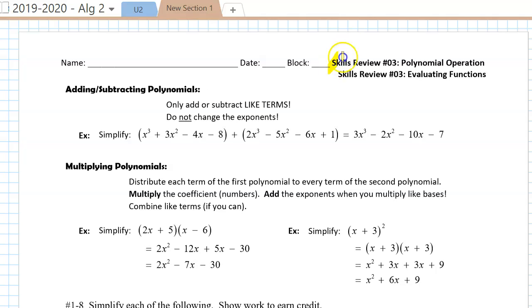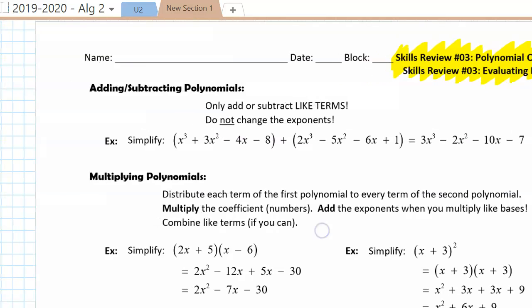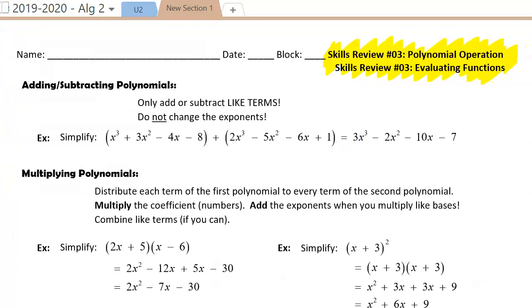This video is for skills review number 3, talking about polynomial operations and evaluating functions. As a review from Algebra 1, adding and subtracting polynomials is just combining like terms. When I look at the example here, I'm adding together. Now remember, there are parentheses, so technically we are distributing a positive 1 in each of these. If this was negative on the inside, we'd have to distribute a negative sign.